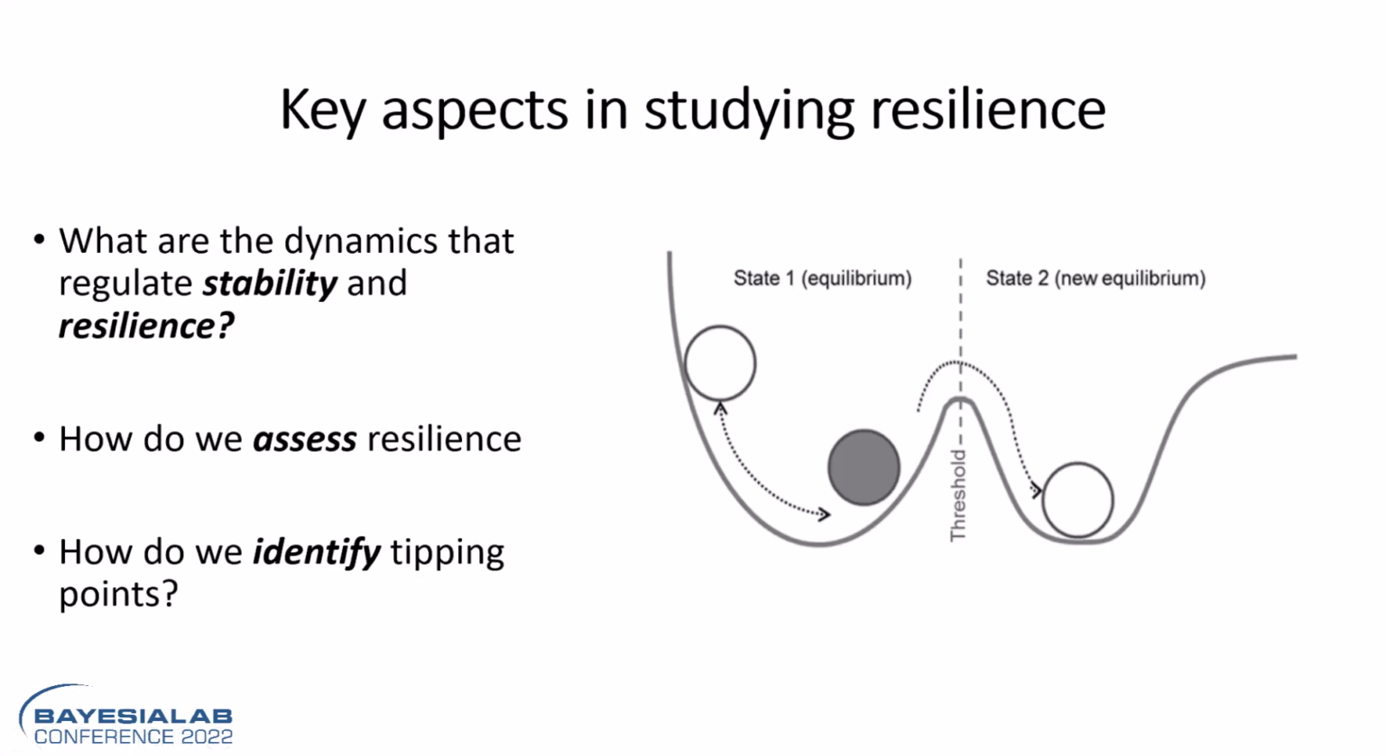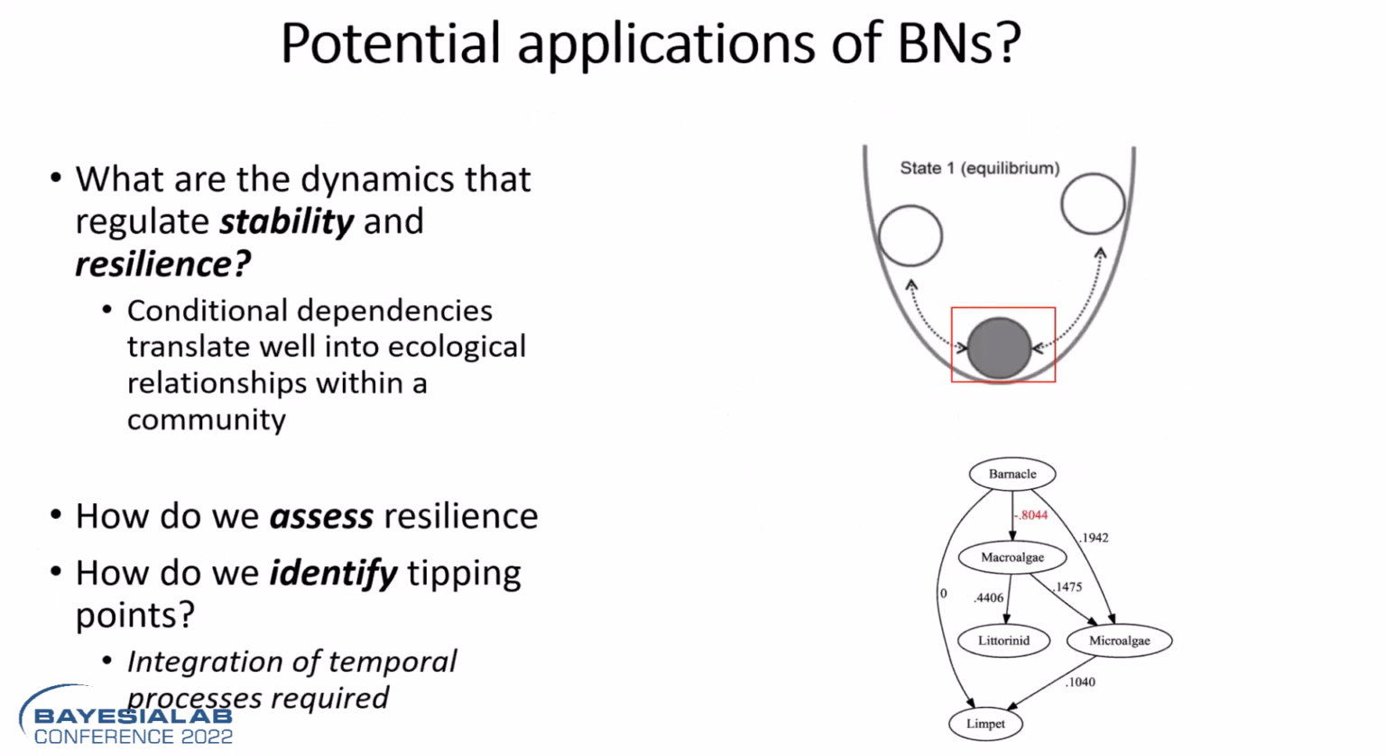So how do Bayesian networks fit into this framework? Well, when it comes to the dynamics that regulate stability and resilience, it turns out that the conditional dependencies from Bayesian networks translate quite well into ecological relationships within a community. So that gives us a good starting point to, at the very least, review the internal dynamics of a system and stability. But assessing resilience and identifying tipping points is more dynamic in nature. So that would require an integration of temporal processes. And that will come in the form of dynamic Bayesian networks.